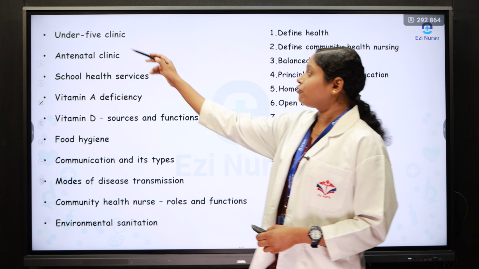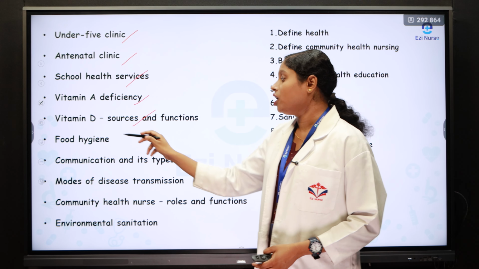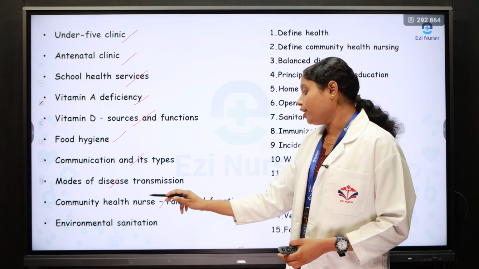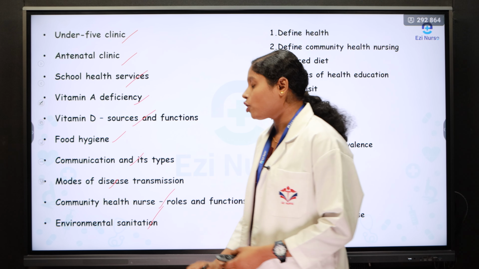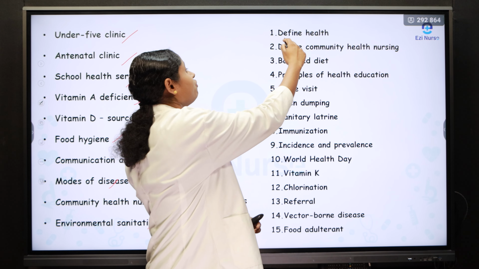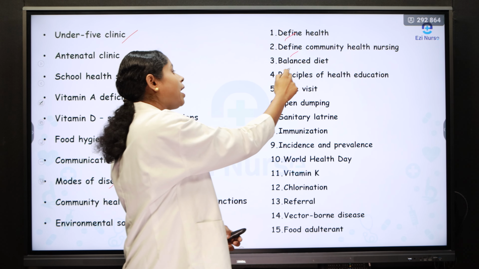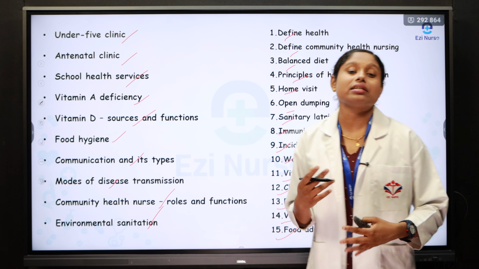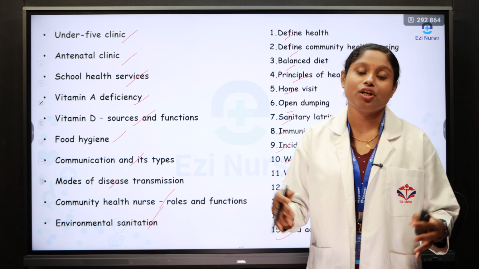Under-5 clinic, antenatal clinic, school health services, vitamin A deficiency, vitamin D sources and function, food hygiene, communication and its types, then modes of disease transmission, community health nurse, its role and functions, then environmental sanitation and also define health, define community health nursing, balanced diet, principles of health education, home visit, open dumping, sanitary latrine, immunization, incidence and prevalence, World Health Day, vitamin K, chlorination, referral, vector-borne diseases and food adulterant. So these are the questions that have come multiple times or been repeated in your exams.